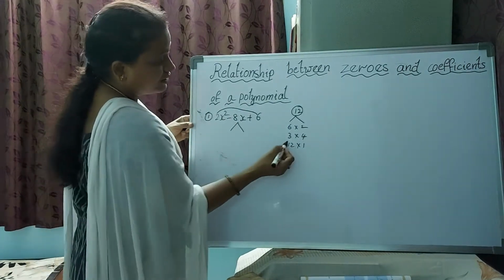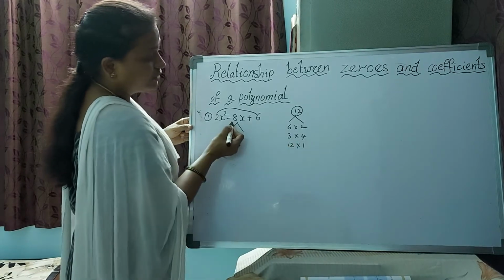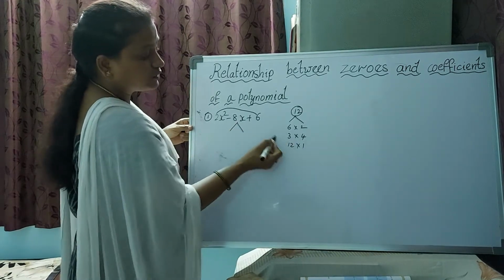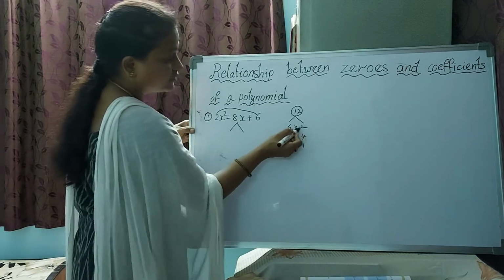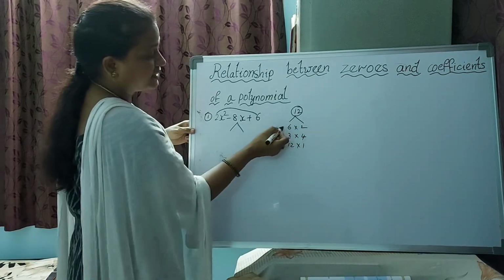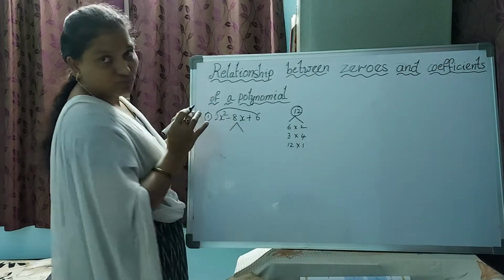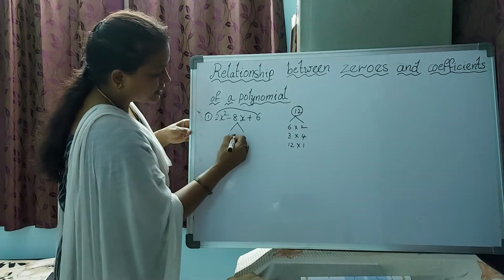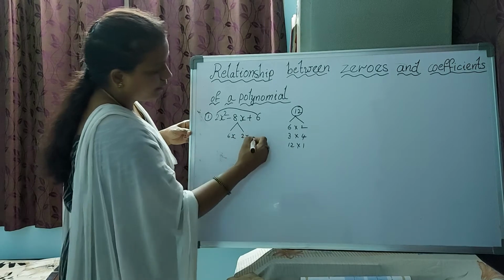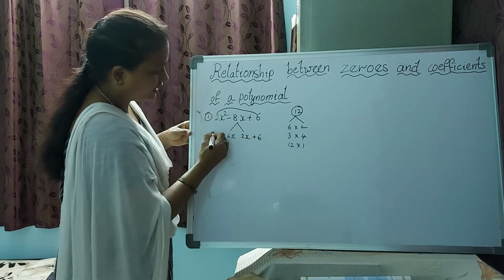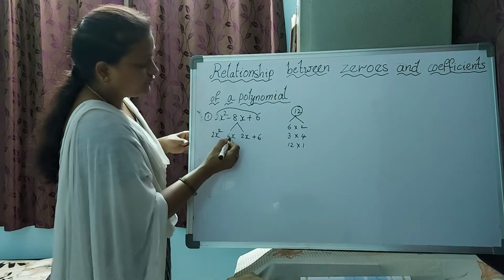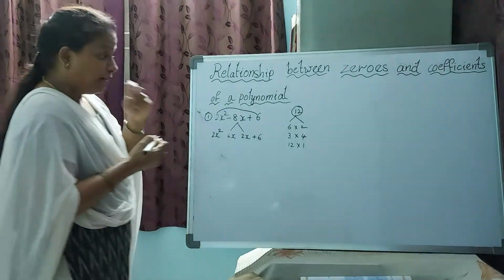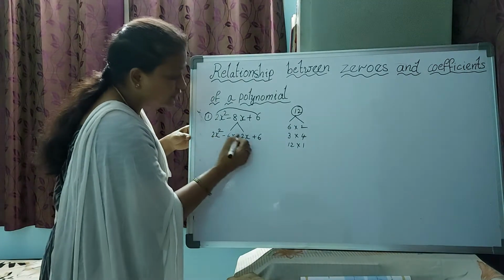If you add 3 plus 4, it will become 7. If you subtract also, it won't work. If you take 6 and 2, 6 plus 2 is 8. It is okay. So you take 6x and 2x. The remaining terms you write like that only: minus 6x, minus 2x.